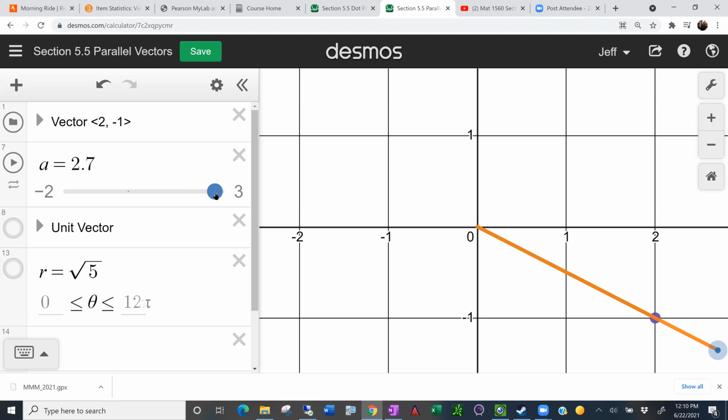Now, the part that used to bother me is this. If instead of using a positive value for this letter A here, what if I used a negative value? According to the definition, these are still parallel. They're pointing in the same direction. I'm a little uneasy with that. If you are too, then you're like me. But that's the definition of parallel we're going to be working with.